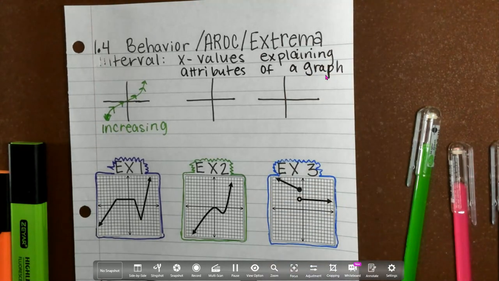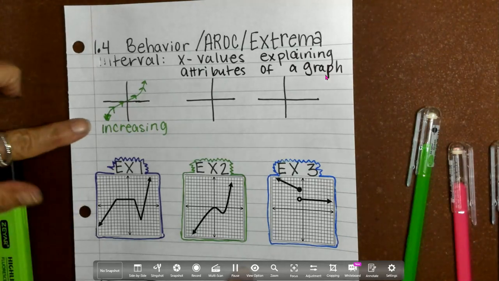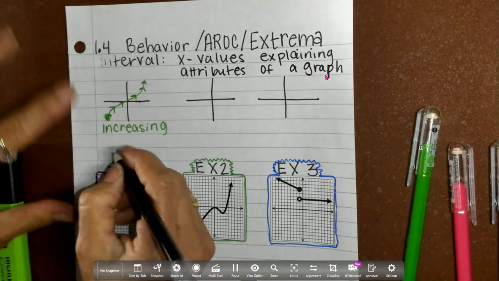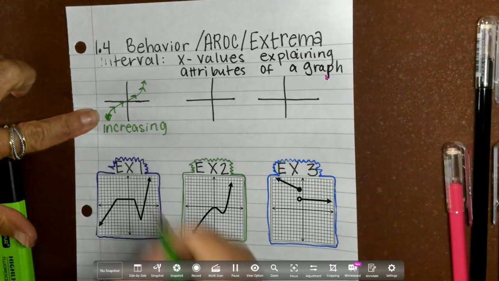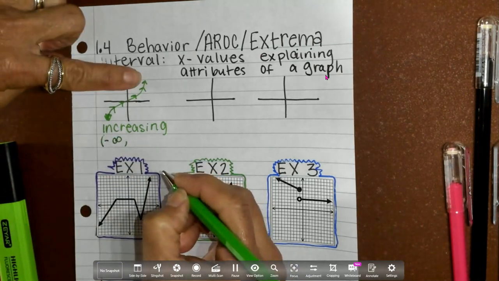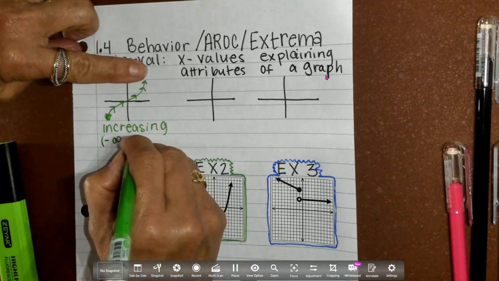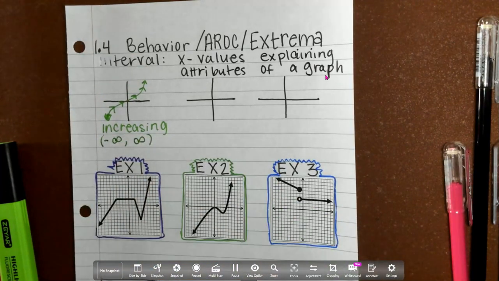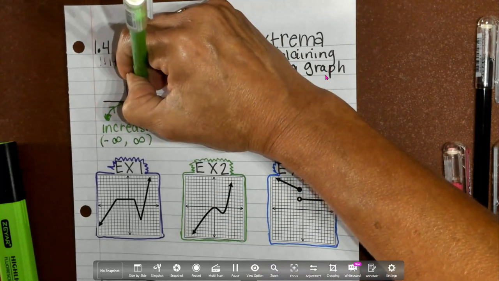All right, so I know this graph is increasing. It is actually going to be increasing forever from where I see it starts, and it starts on the negative infinity arrow, and it's increasing forever to positive infinity. So that's how we're going to describe this graph right here.